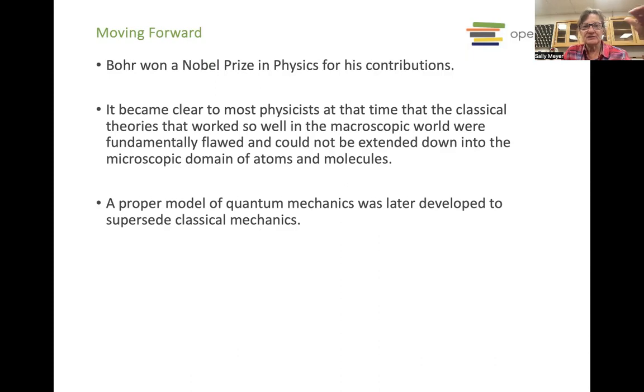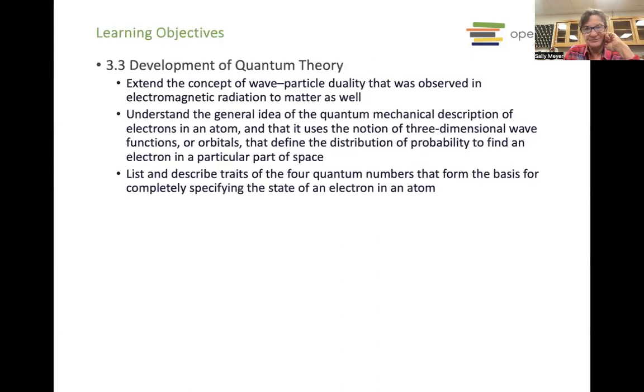So Bohr's model took us a step closer. We understood that quantum numbers were necessary and that energies are discrete, but it wasn't a complete theory, and we moved on to quantum mechanics. Quantum mechanics extends the concept of wave-particle duality that we saw with the photoelectric effect and electromagnetic radiation to matter as well. If light, electromagnetic radiation, can also have particle nature, the postulate was, maybe a particle like an electron can have wave nature.